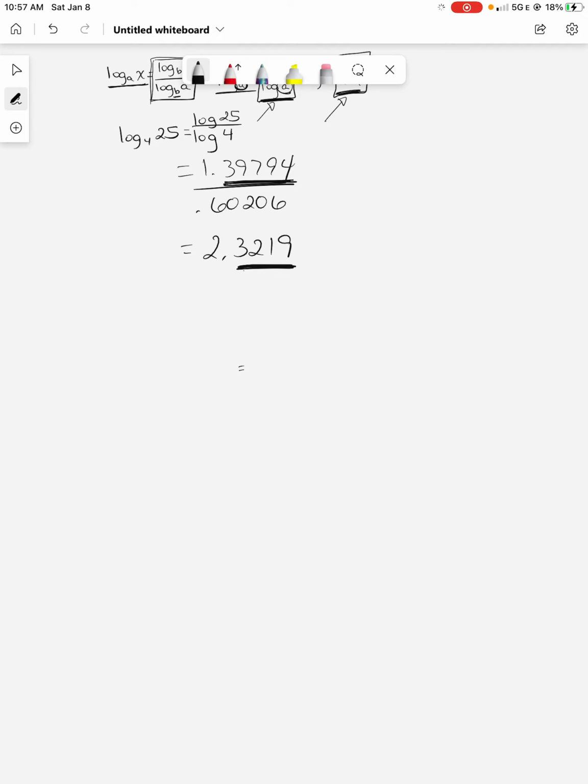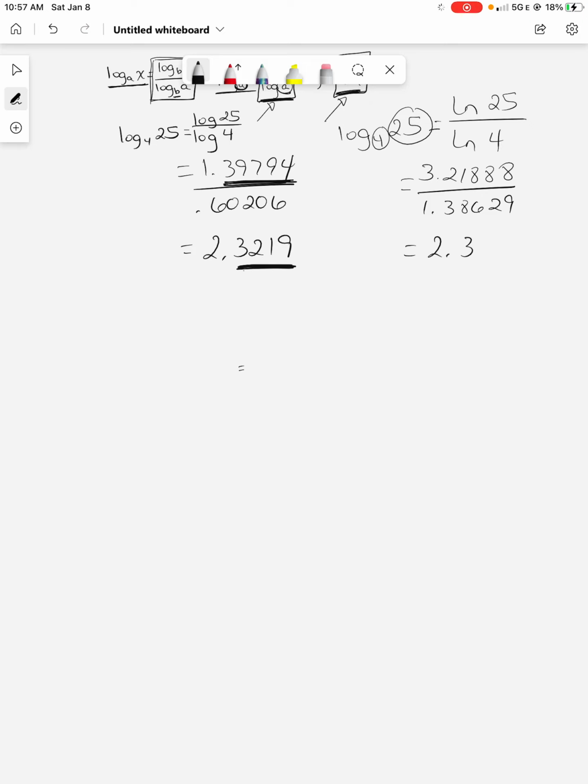Okay. Now let's try changing it to the natural log instead of base 10. We're going to use the same numbers, log base 4 of 25, but in this case, we're going to convert it to natural log of 25 over natural log of 4. Remember, this is your numerator, this is your denominator. So if you take the natural log of 25 on your calculator, you'll get 3.21888. And if you take the natural log of 4, you should get 1.38629. And if you divide those, you get 2.3219. So you can see we get the exact same answer no matter which way we go, right?